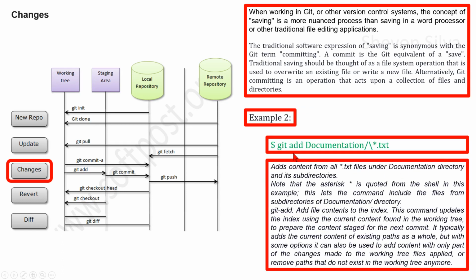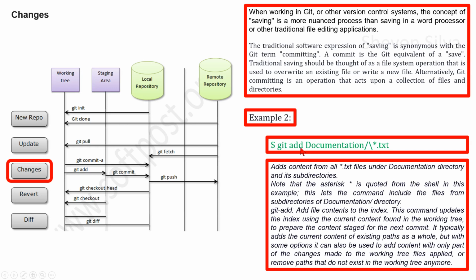As an example 2, we can consider git add documentation. This adds contents from all *.txt files under the documentation directory and its subdirectories. Note that the asterisk is quoted from the shell in this example. This lets the command include the files from subdirectories of the documentation directory.